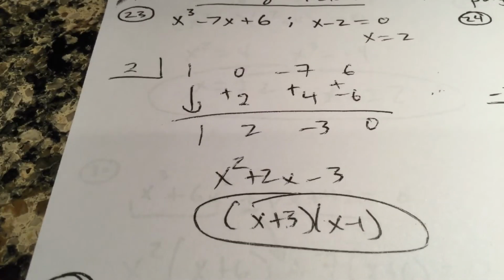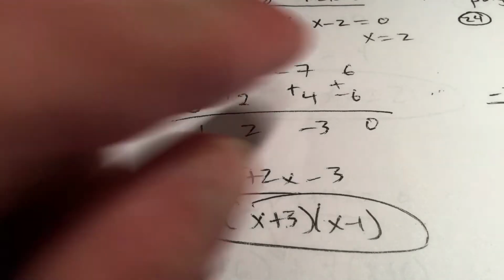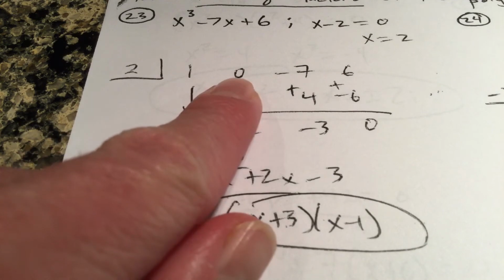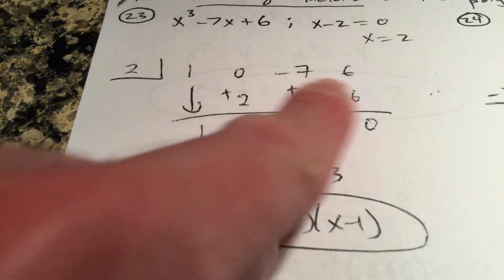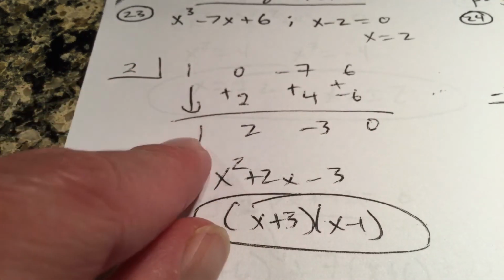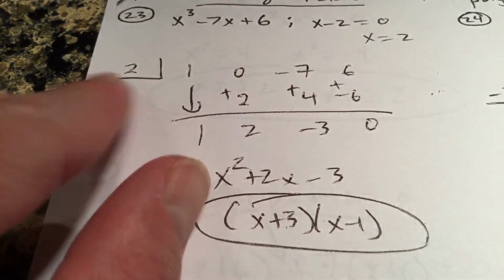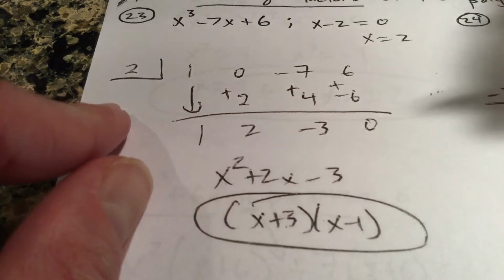On 23, in order to find the other factors, if I tell you something is a factor, set it equal to 0. First off, you're going to do synthetic division. 1x to the third, 0x squared, -7x, and 6. You bring down the 1. You multiply and add. Multiply and add. You multiply and add. You better get a remainder of 0.